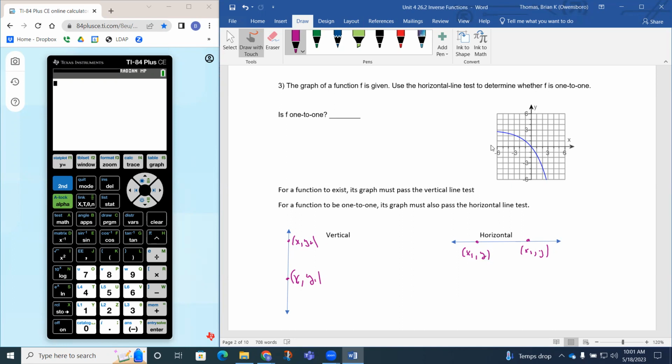So if I look at the graph up here, it does pass the vertical line test, so it is a function like they said it was. And if I look at a horizontal line test, notice that the horizontal line will only touch the graph in one spot. So there's not any y values associated with more than one x value. So this graph would represent a one-to-one function.